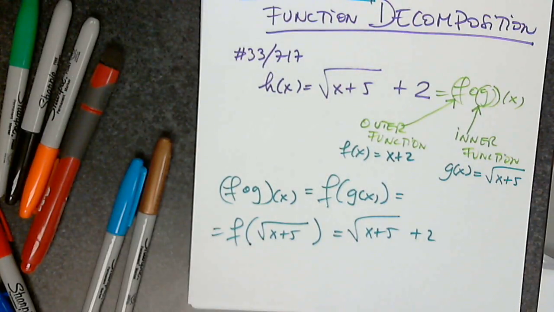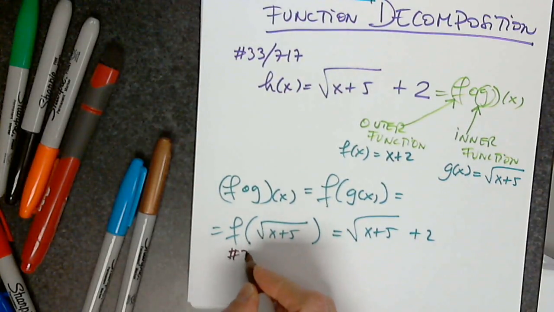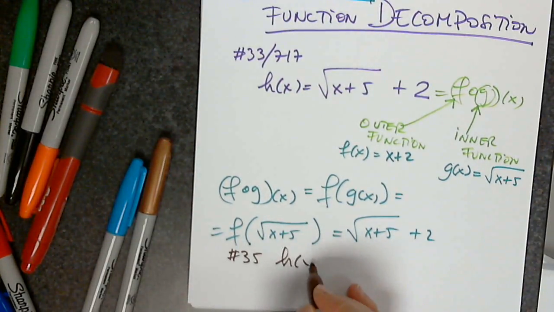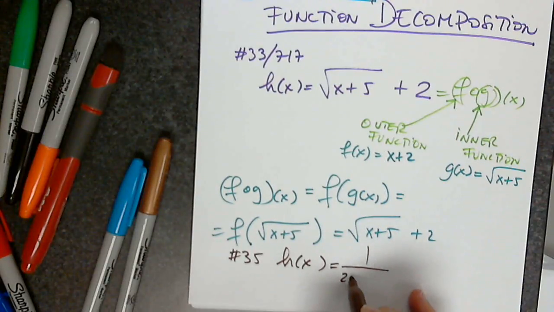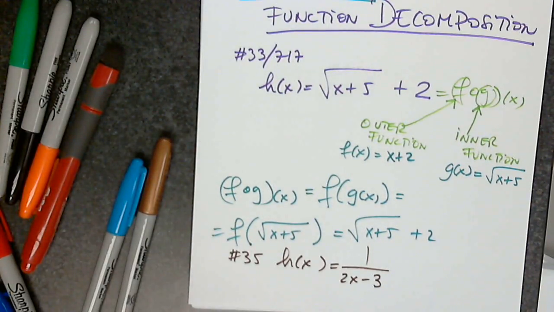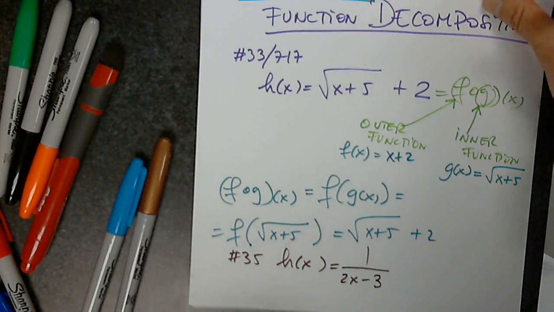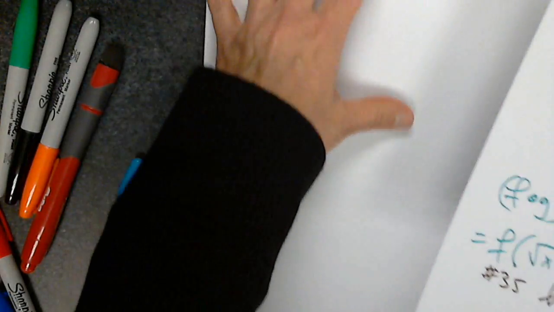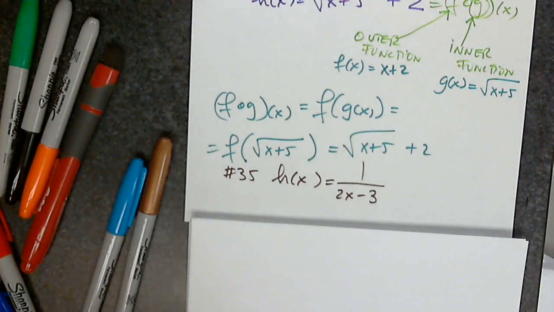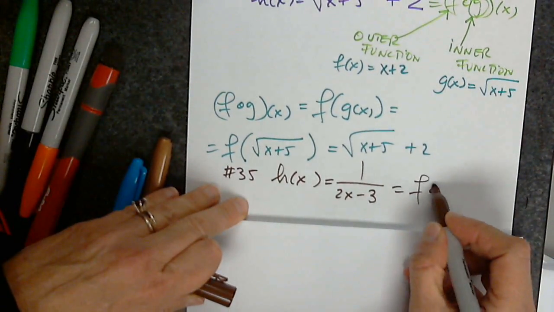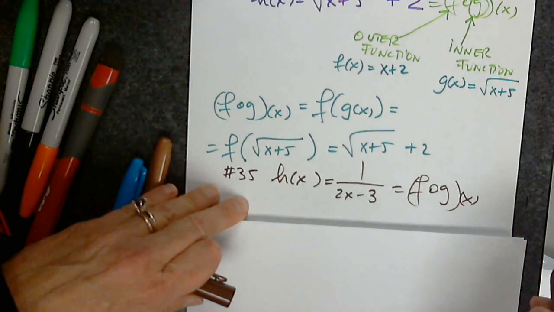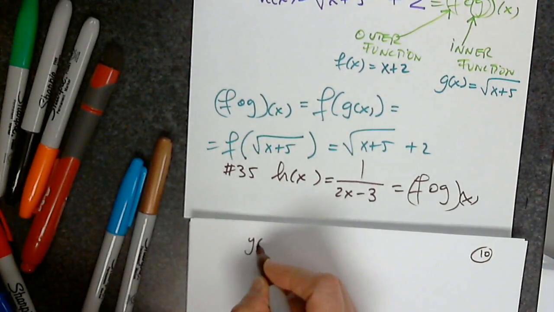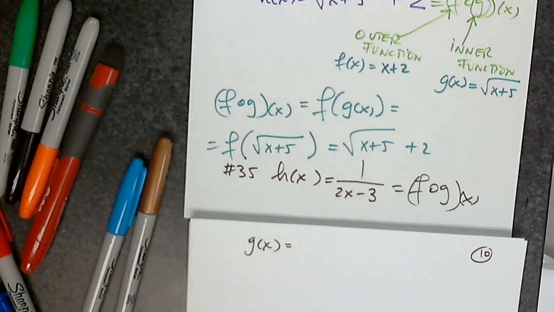Here's another. Let's say 35. We are given h of x, 1 over 2x minus 3. We're asked to determine two functions, an inner and an outer, such that f comp g is this result. So let's find the inner function first, the function that we will have to calculate first if we were to evaluate h.